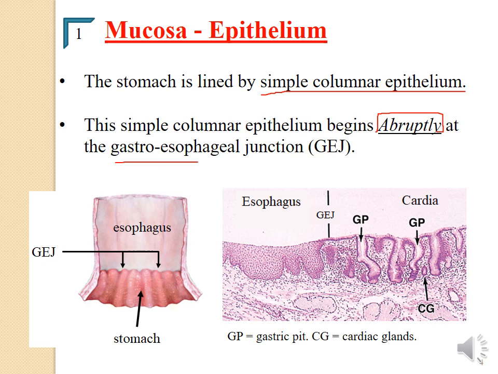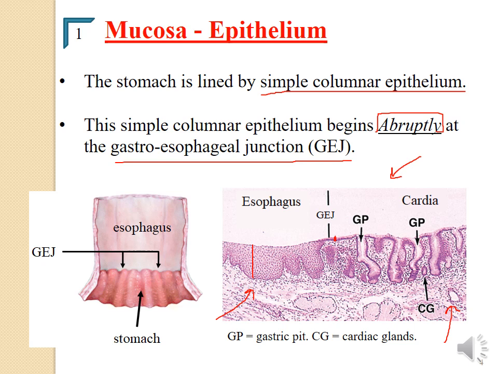At the junction between the esophagus and the stomach, if we look at this image here, this is the esophagus, this is the epithelium of the esophagus. And as you know, the epithelium of the esophagus is stratified squamous non-keratinized epithelium. Here we have the stomach. More precisely, this is the cardia of the stomach, the first part of the stomach, where the esophagus meets the stomach. Notice the epithelium.